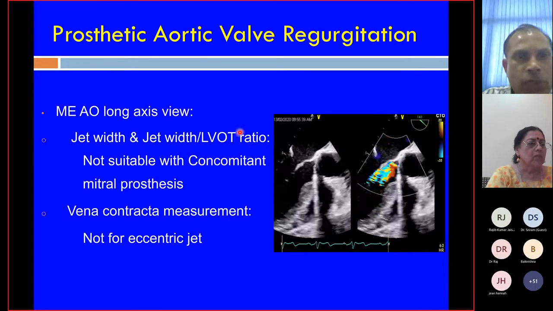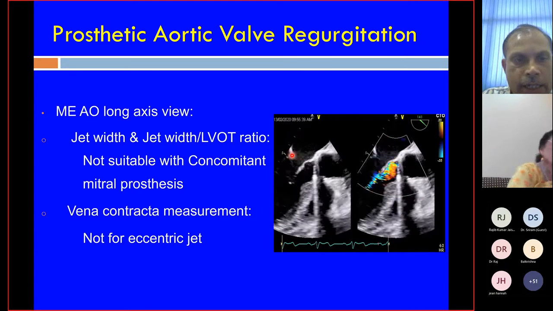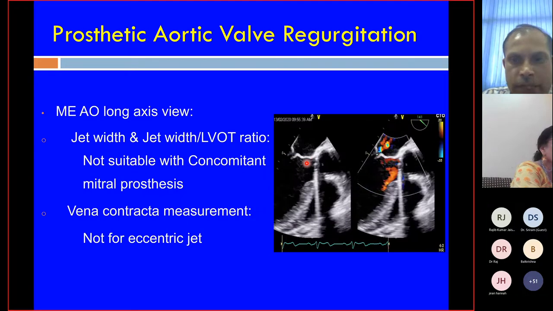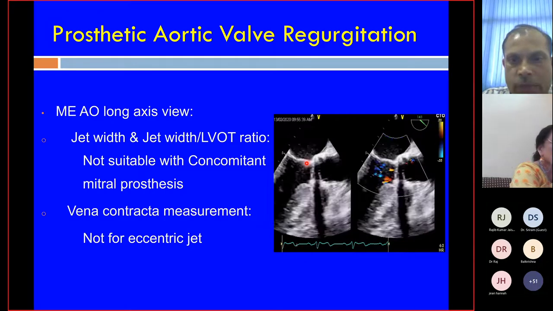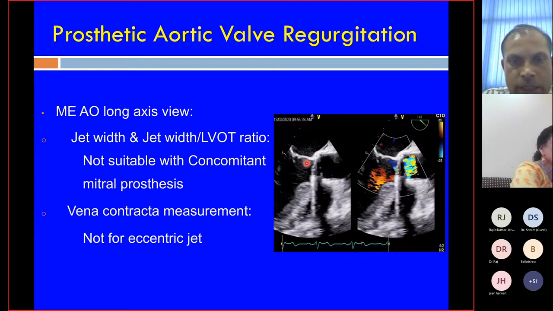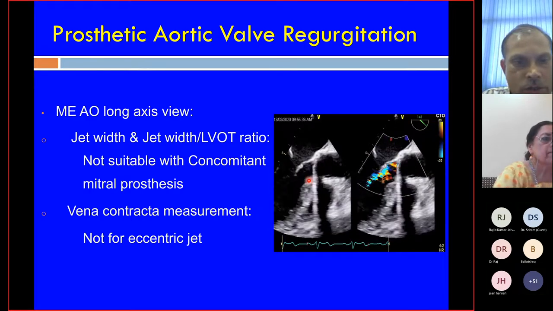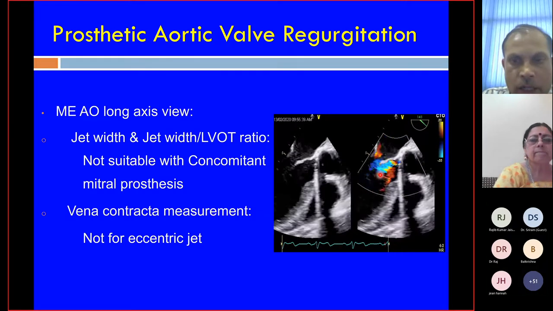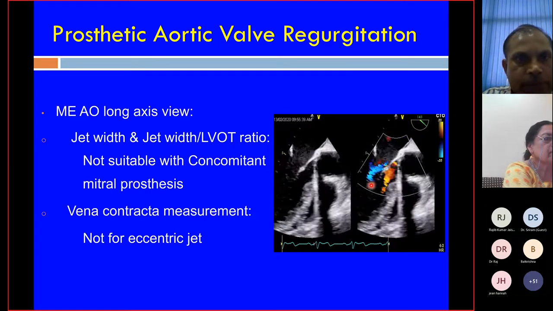For prosthetic aortic valve regurgitation, like a native valve, you can look into the mid-esophageal aortic long axis view, where you can measure the jet width and the jet width to LVOT ratio. However, it may not be possible if a mitral prosthesis is present, because of shadowing. Also, vena contracta measurement sometimes becomes difficult because of the eccentric nature of the vena contracta, or if a prosthesis is present in the mitral position.